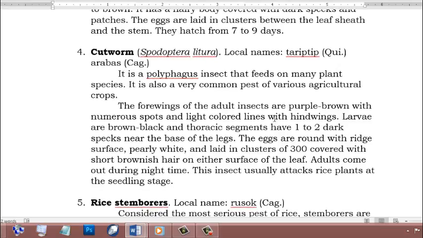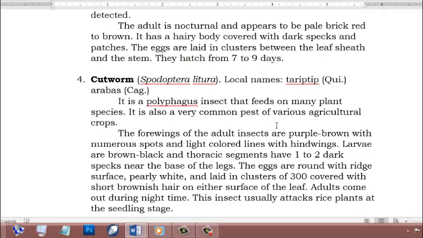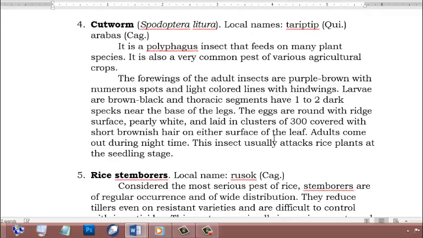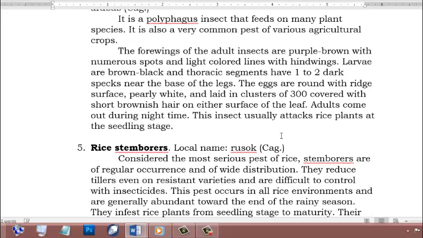Now, number four is the cutworm, local names tariptip, the arabas. It is a polyphagous insect that feeds on many plant species. It is also a very common pest of various agricultural crops. The forewings of the adult insects are purple brown with numerous spots and light colored lines. Larvae are brown to black, and thoracic segments have 1 to 2 dark specks near the base of the legs. The eggs are round with a reddish surface, fairly white, and laid in clusters of 300 covered with short brownish hair on the surface of the leaf.